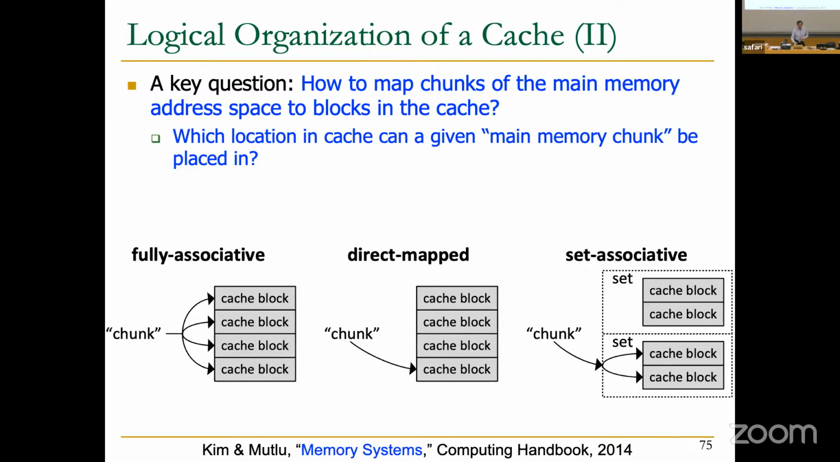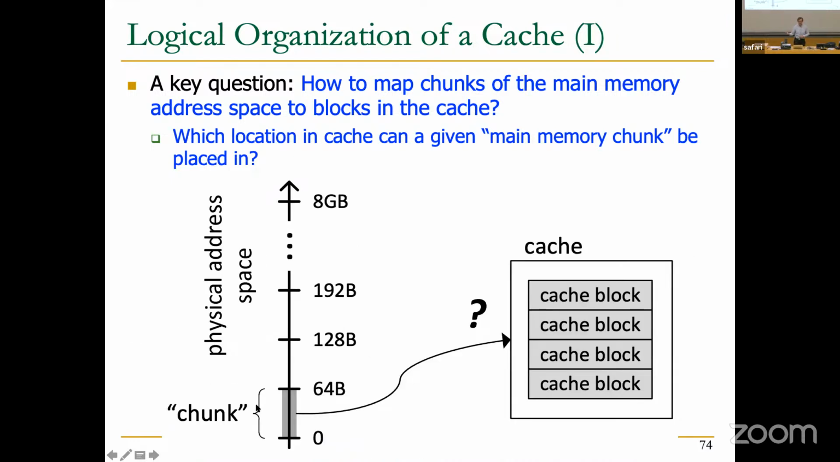So let's take a look at 3 major choices. So I'm showing you over here a fully associative cache, which is the most flexible. Basically, any given chunk. And we also have a toy cache over here, as you can see. 4 cache blocks. You can cache 4 of these chunks in memory.